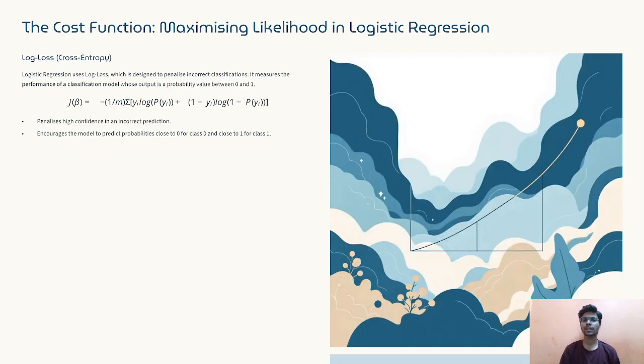The cost function for maximizing likelihood in logistic regression is log loss, or cross entropy. Logistic regression uses log loss, which is designed to penalize incorrect classification. It measures the performance of a classification model whose output is a probability between 0 and 1, by the formula of log loss. It penalizes high confidence in an incorrect prediction, encouraging the model to predict probabilities close to 0 for class 0 and close to 1 for class 1.